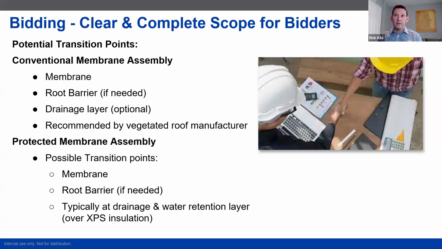So bidding, clear and complete scope for bidders. We talked about that transition, making sure those coordination points are well established in the specifications and the details. And that just helps everything get off on the right foot. And then when it comes time to bid, it's very clear to say the roofing contractor what's in their scope and the landscape contractor and what's in their scope.